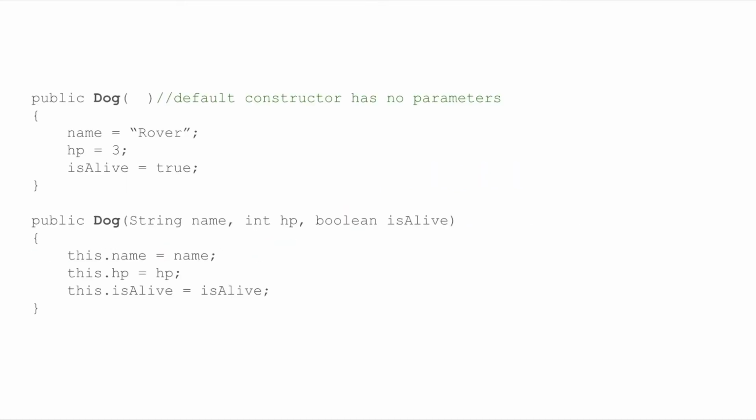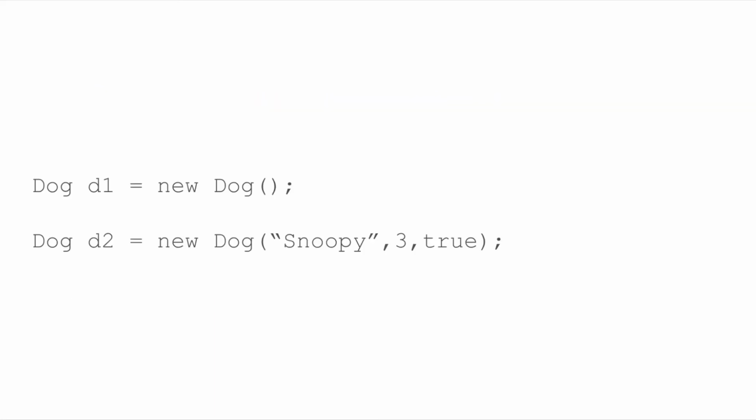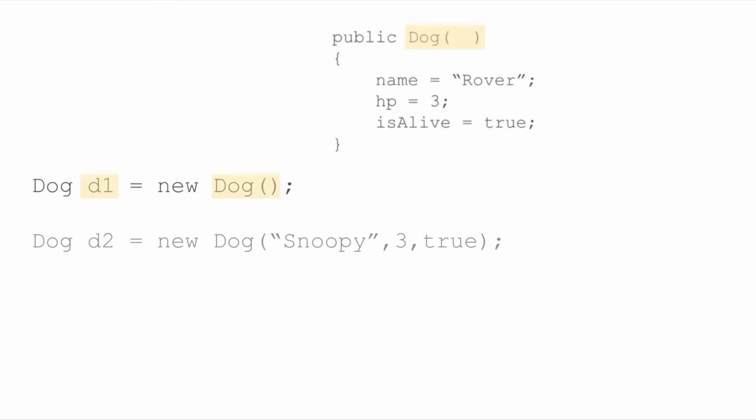In this dog class, there are two constructor methods, a default constructor, which has no parameters, and one with a parameter list. When calling the constructor method to instantiate an object, which constructor will run? The default constructor or the one with the parameter list? The answer is, it depends. In this case, there are no parameters, so the default constructor will be used.